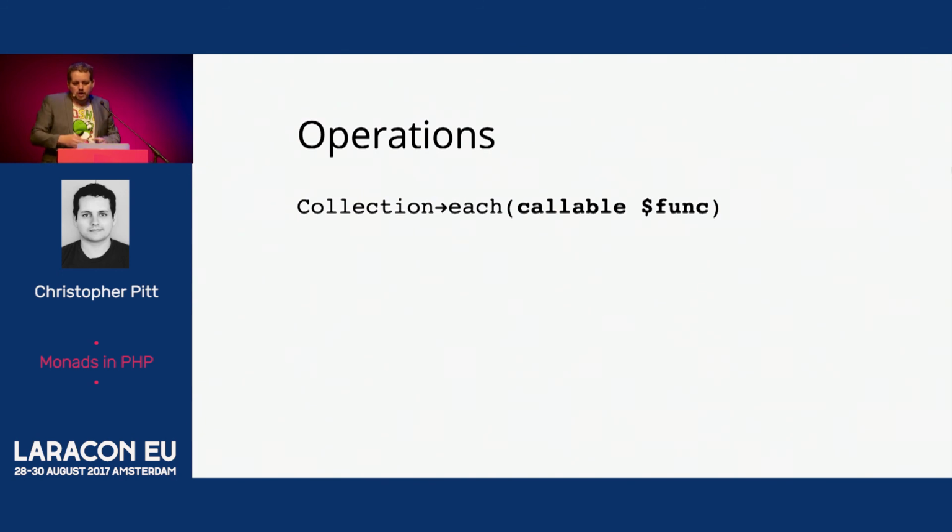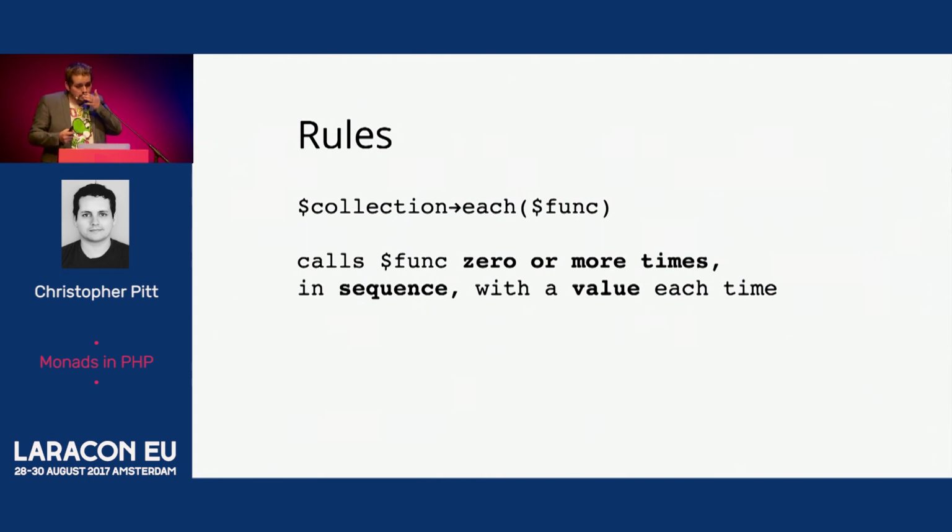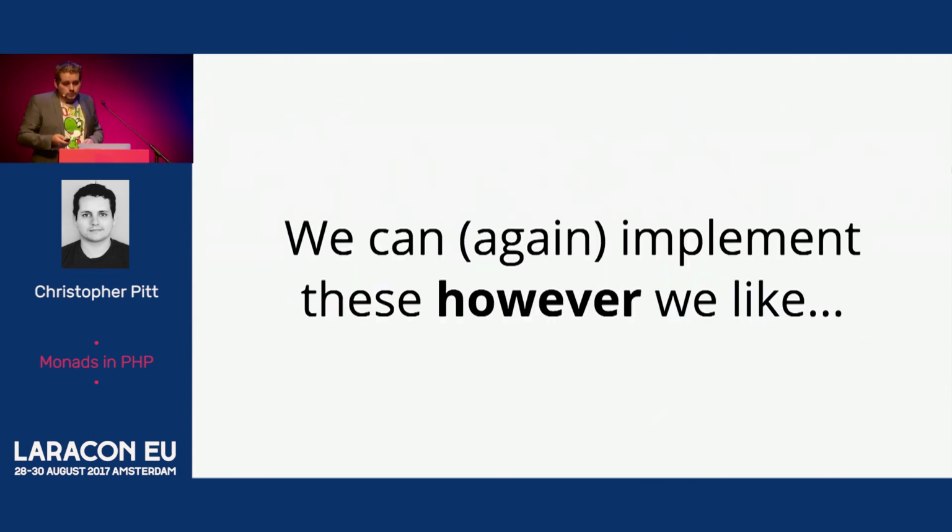This is the only operation I want to concern myself with in the case of this collection. Given a collection of some values, I want to be able to give a function to that and have that function run on each of the values. So the rule we can define is that each calls a function 0 or more times, because it could be an empty collection, in sequence with the value each time. Given those operations and rules, we can implement them however we like.